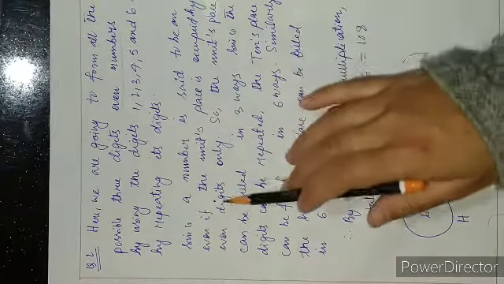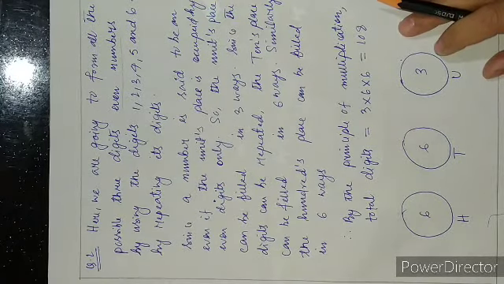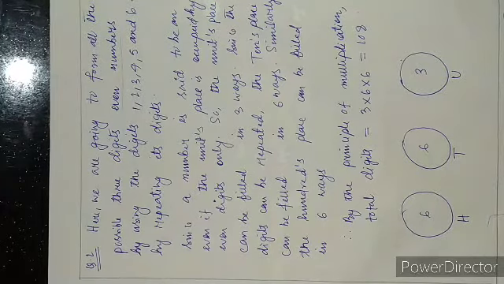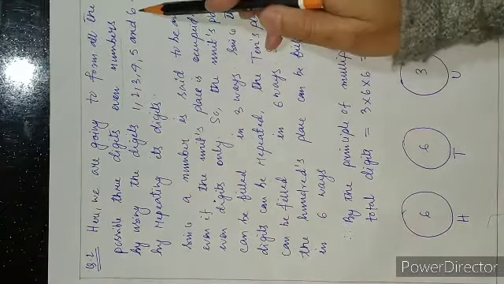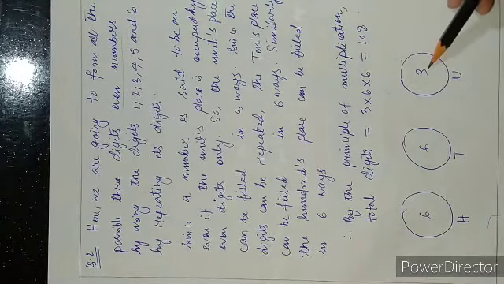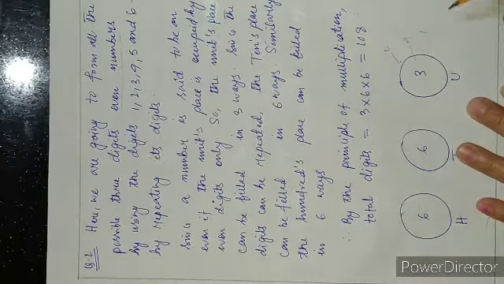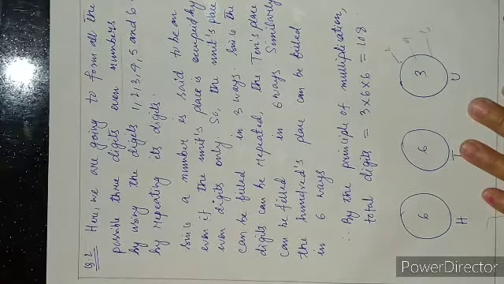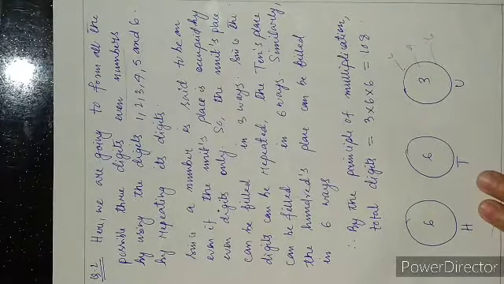Since a number is said to be an even number if the units place is occupied by the even digits only, the units place must be filled by an even digit. From the given digits, the even digits are 2, 4, and 6. This unit place can be filled up by either 2 or 4 or 6.